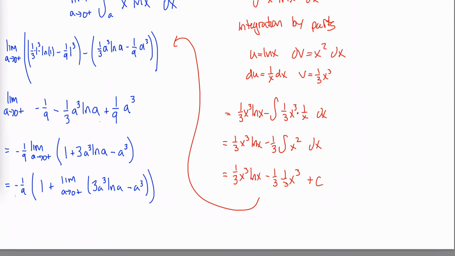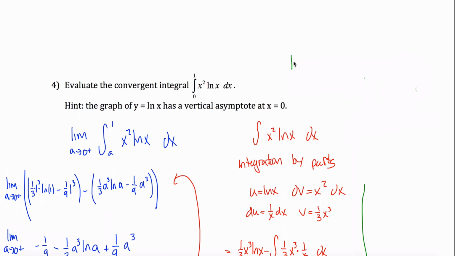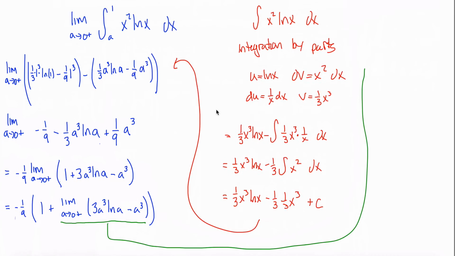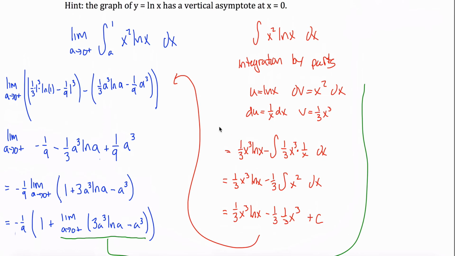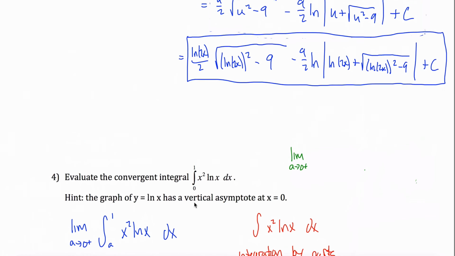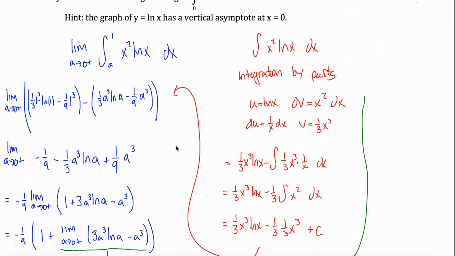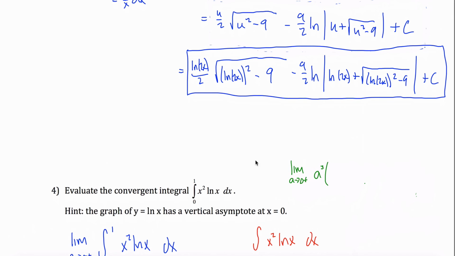And then, since I'm so low on room, I'm going to take this thing right here and deal with it somewhere else, up here maybe. So I want the limit as a approaches 0 from the positive side of 3a cubed natural log of a minus a cubed. Well, I kind of like having it times something, so I'm going to factor out an a cubed. If I factor out an a cubed, I would get 3 natural log of a minus 1.